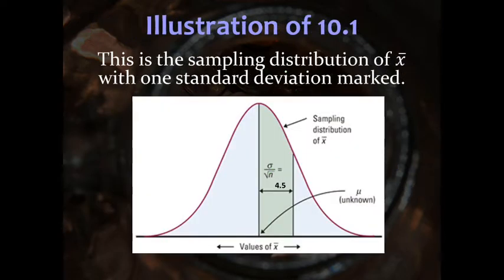So here's an illustration of what we're looking at. We have the population mean mu in the middle, and we have values of X bar.